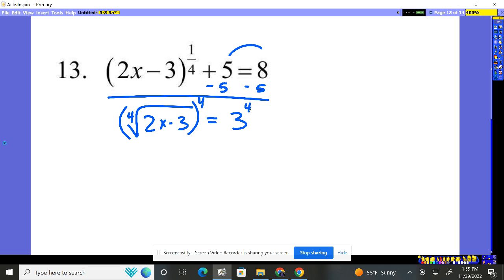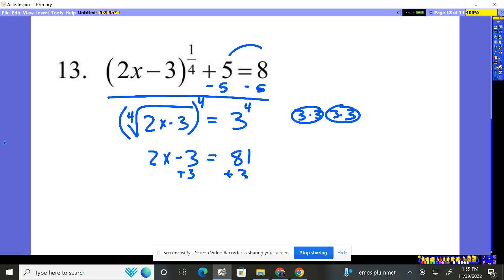And again, notice multiplying by 4 would get rid of that 1/4 and put it to the first power and get rid of it and leave us with what we would have of 2x minus 3. 3 to the 4th is 81. 3 times 3 times 3 times 3. You might need a calculator. Personally, little side note, in my head I saw 9 and a 9. 9 times 9, 81. That's how I did it.